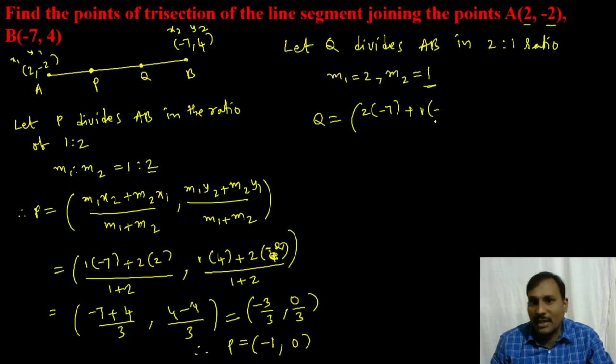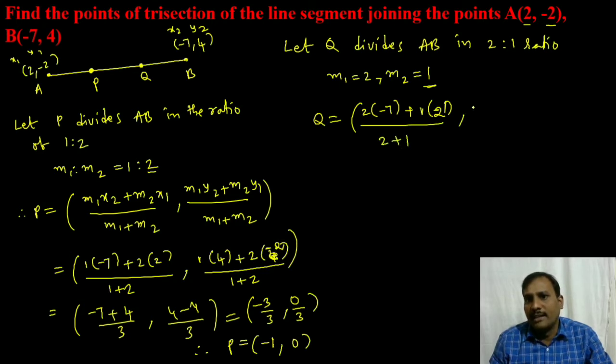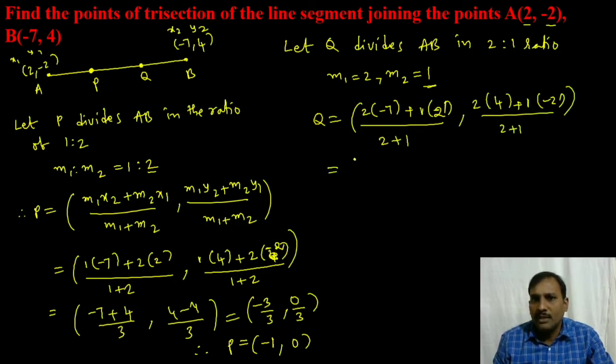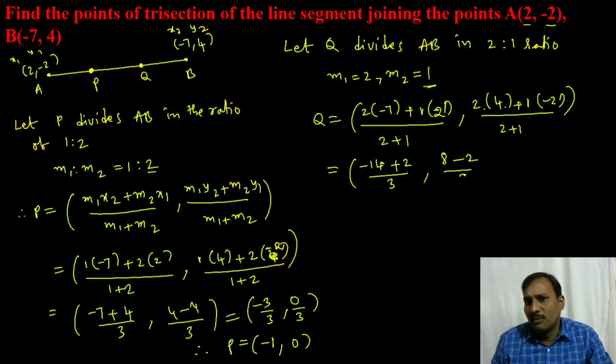Sorry, x1 we have to take, that is 2, by m1 plus m2, 2 plus 1, comma, m1 y2. What is m1 here? m1 is 2, y2 is 4, 2 into 4 plus m2 y1. m2 is 1 into y1 is -2, by m1 plus m2, 2 plus 1. So that is equal to (2 into -7, -14 plus 1 into 2 is 2) by 3, comma, (2 4s are 8 plus 1 into -2) by 3.